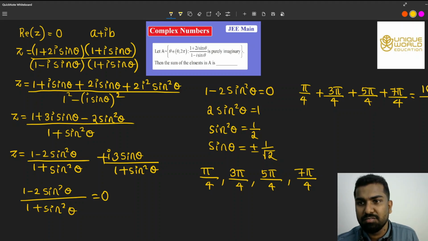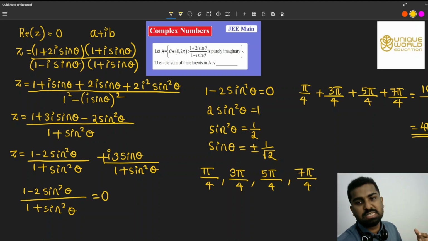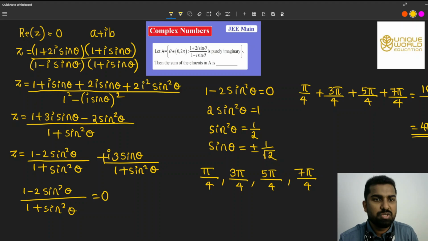16 pi by 4 will be equal to 4 pi, that's it. So the sum of the elements in the given set will be 4 pi. That's all about the first question. It's as simple as that. You have to know the basics.